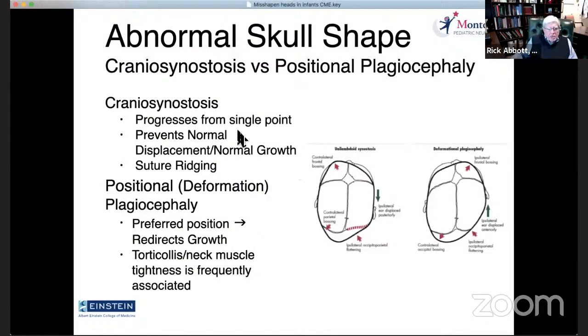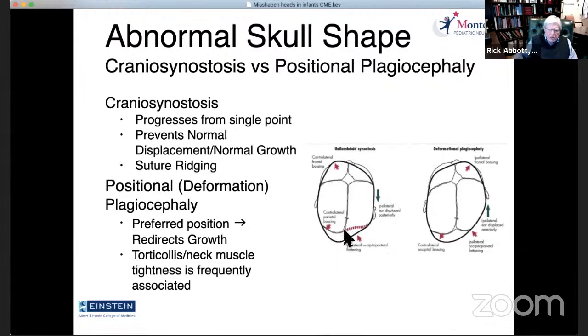And this is how it's done. Craniosynostosis progresses from a single point and it prevents normal displacement, thus normal growth of the skull. So it impedes growth. For that reason, on the ipsilateral side of the coronal synostosis, you're going to have less bone volume than you will on the contralateral side.